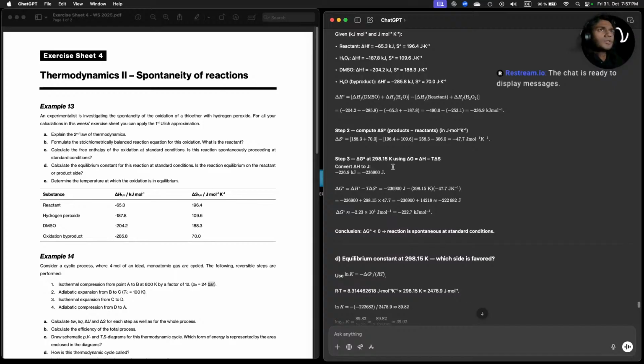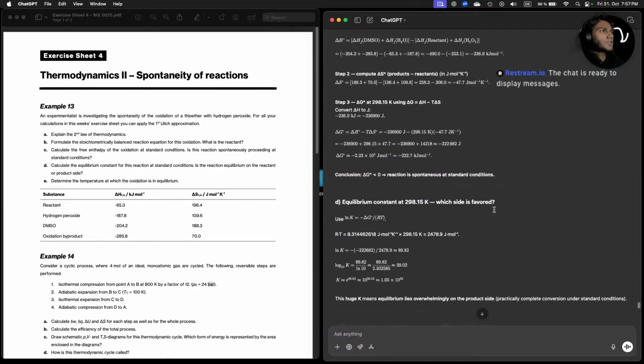Oh, okay. So the reaction is spontaneously proceeding. Calculate the free enthalpy. Oh, that's C. Okay, D. Calculate the equilibrium constant. Use log of K equals minus the change in Gibbs free energy divided by RT. RT, yeah. K.